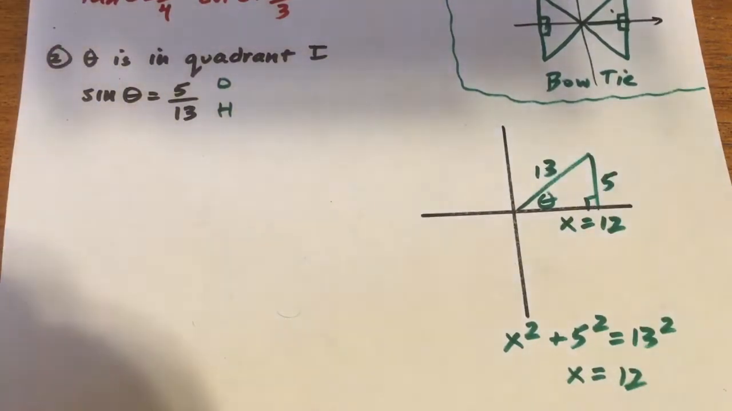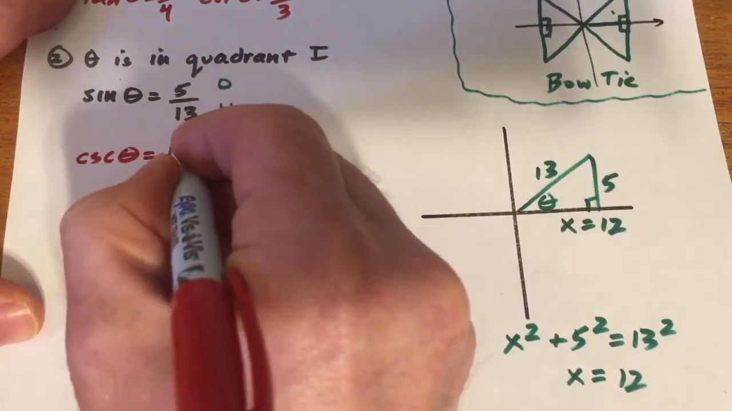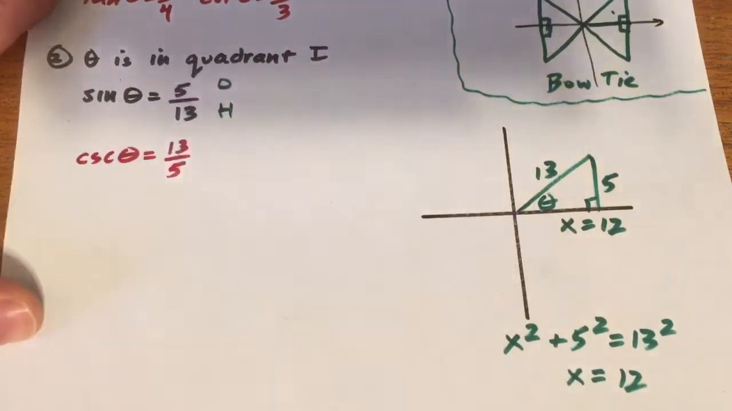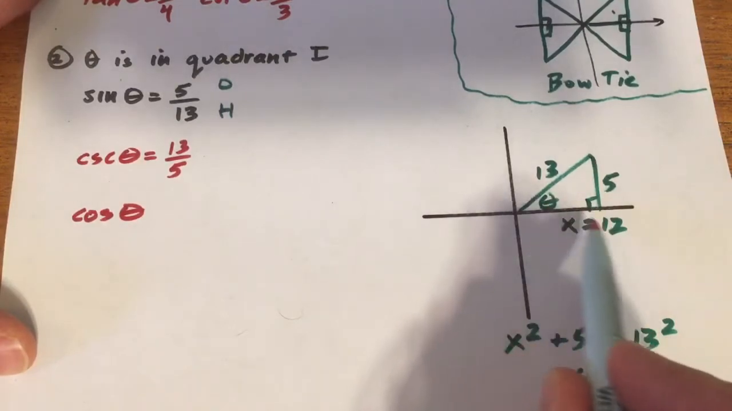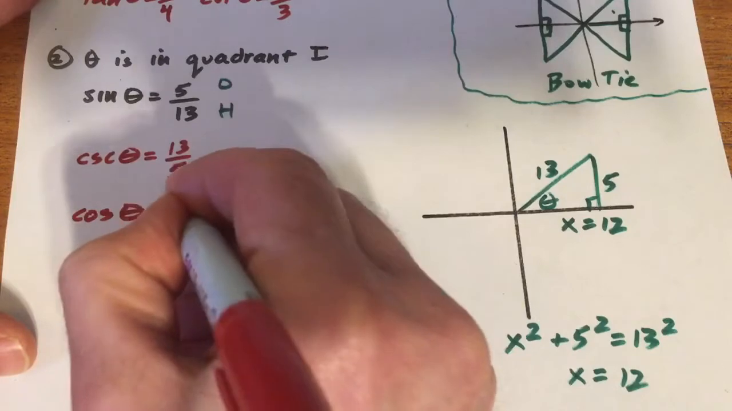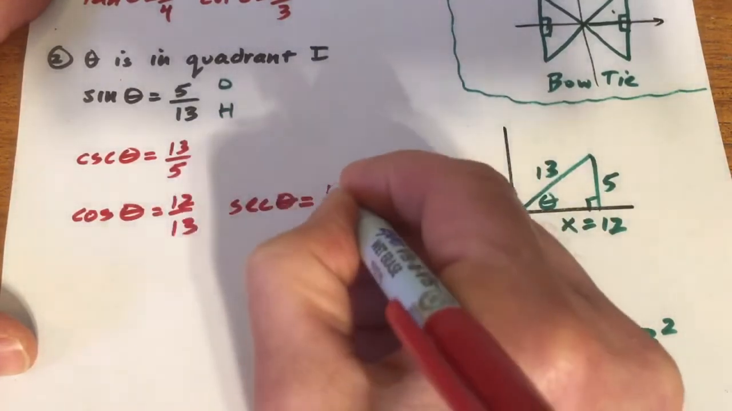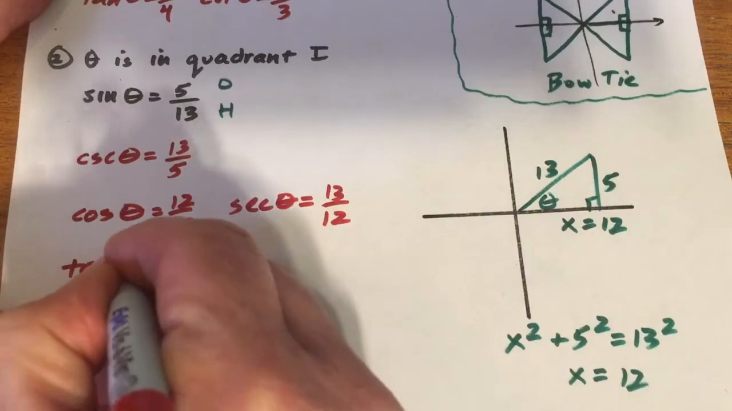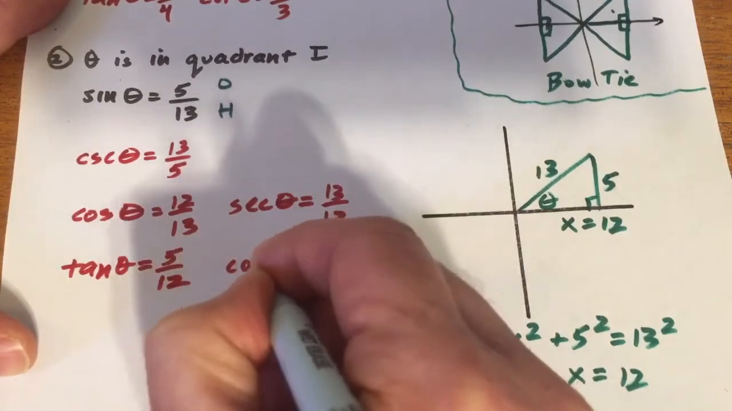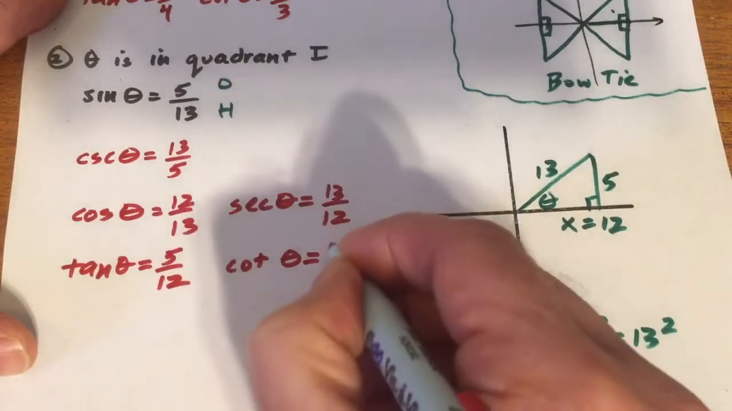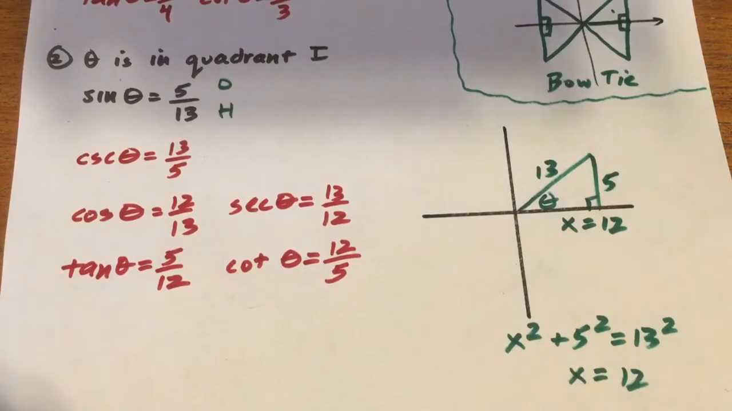And now we can get our remaining trig functions. They gave us sine, the cousin cosecant is going to be 13 over 5, and we get that by taking the reciprocal. Now we can get the cosine. And the cosine, looking at our triangle, is going to be adjacent over hypotenuse, which is 12 over 13. So the secant, the reciprocal of our cosine, is going to be 13 over 12. The tangent is going to be opposite over adjacent, so 5 over 12. And the cotangent is going to end up being the reciprocal of the tangent, 12 over 5. Hopefully that went well for you. If it did, give yourself a gentle imaginary pat on the shoulder.